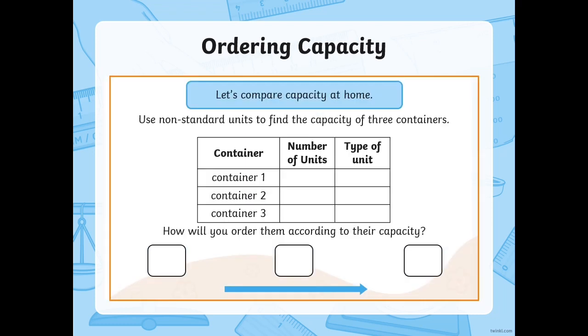Okay, today we're going to be ordering the capacities. So let's compare the capacities at home. We're going to use non-standard units to find the capacity of 3 containers. Okay, so we need to make sure when we do this that we number the amount of units that we use. So we have to keep track and keep count. We also have to write the type of unit that we use to measure.